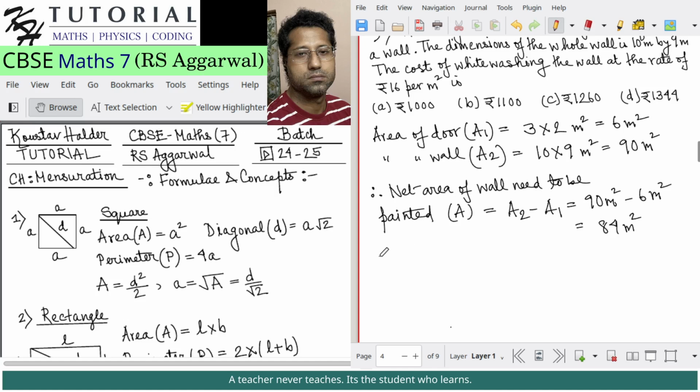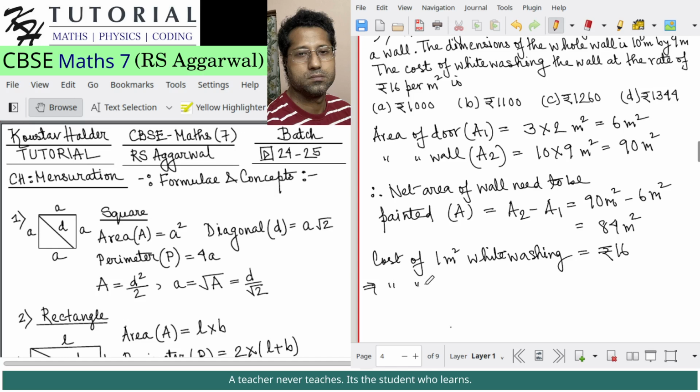So cost of 1 meter square whitewashing, the rate of whitewashing is given to be rupees 16 per meter square, which means that it will cost rupees 16 to whitewash an area which is 1 meter square. So cost of 1 meter square whitewashing is rupees 16. So this implies we have to find the cost of whitewashing the net area.